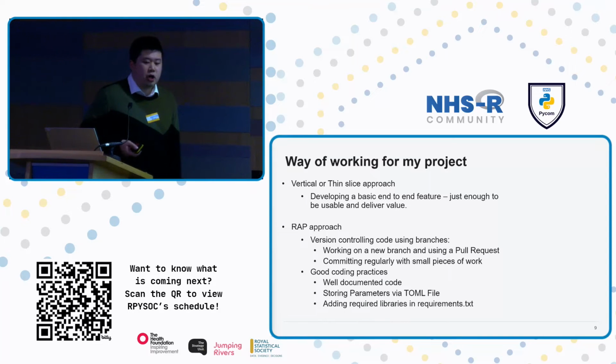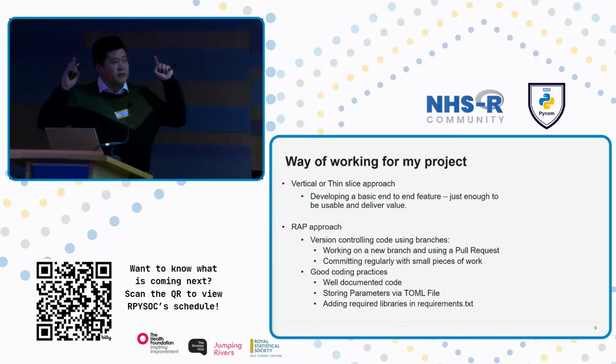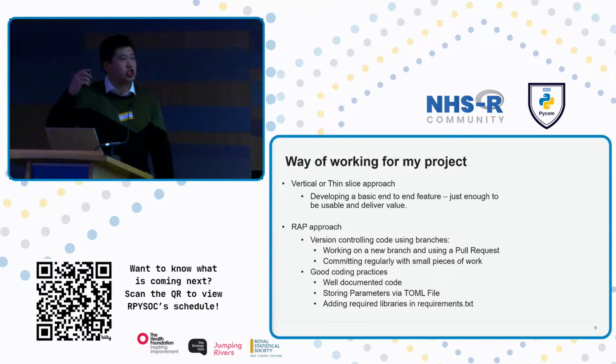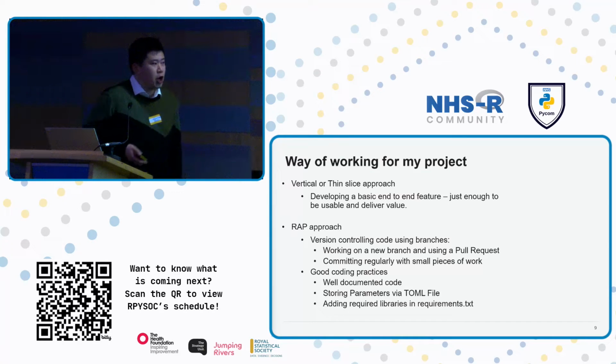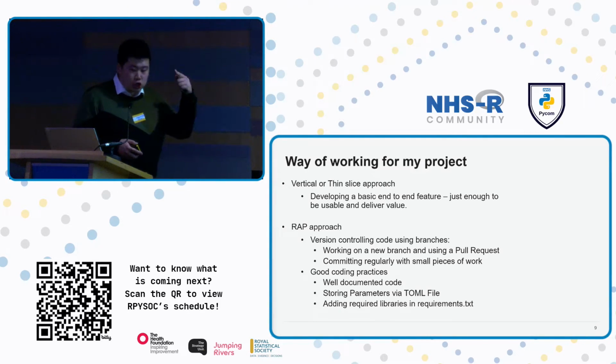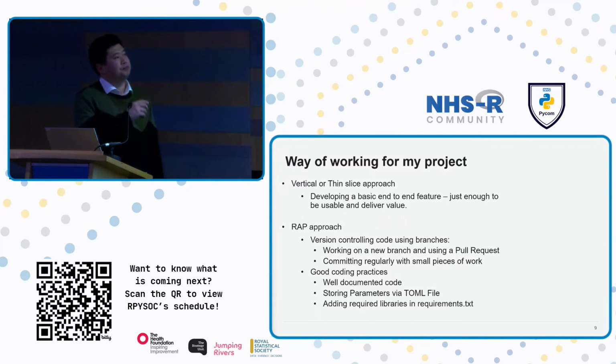Now, in terms of the ways of working, I want to implement a vertical or thin slice approach, whereby I want to develop an end-to-end feature that is just enough for it to be usable and deliver value, i.e. a prototype. I also want good version controlling, creating a new branch for a new feature, then implementing a pull request, committing regularly with small pieces of work. And then there are good coding practices: well-documented code, storing parameters in a specific file, and adding all my libraries in a single file, requirements.txt.